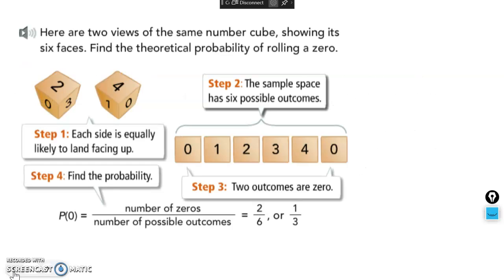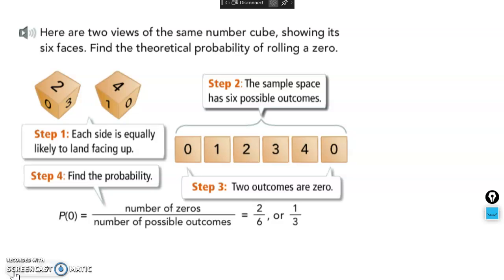Here are two views of the same number cube showing its 6 faces. Find the theoretical probability of rolling a 0. So step 1, each side is equally likely to land face up. Okay, so that means that it's equally likely to occur. When we're looking at this number cube, we see the numbers 0, 2, 3, 1, 4, and 0.